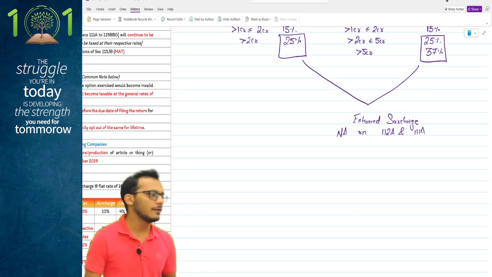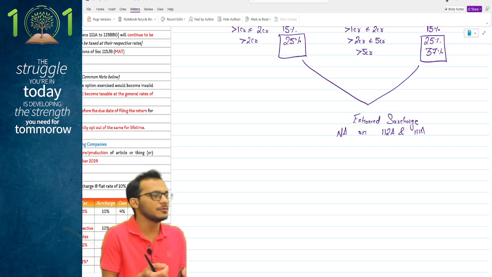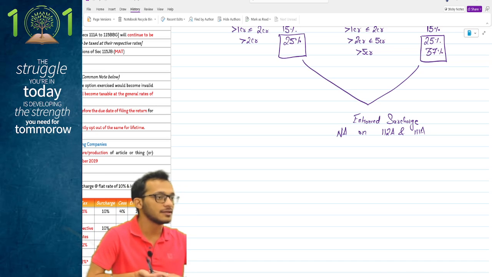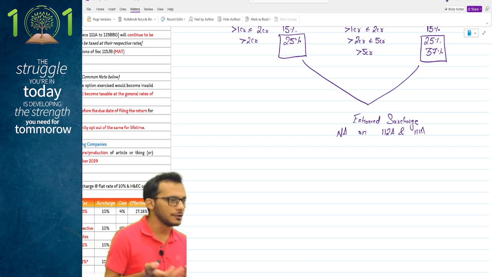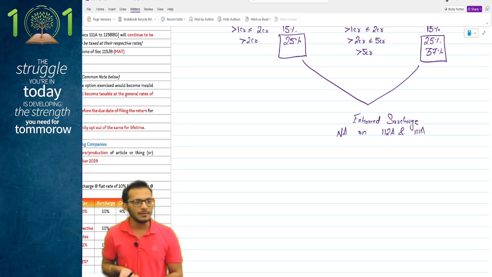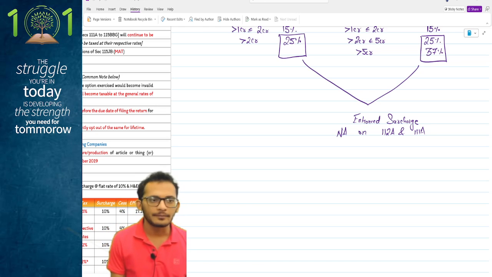Now, at this point of time, I was saying that if you earn income from share market, then I will not levy enhanced surcharge. Understand, people, when I say I will not levy enhanced surcharge, it does not mean that I will not levy surcharge. It means I will levy a maximum of 15% on you. I cannot levy 25 and 37. Correct, not correct?